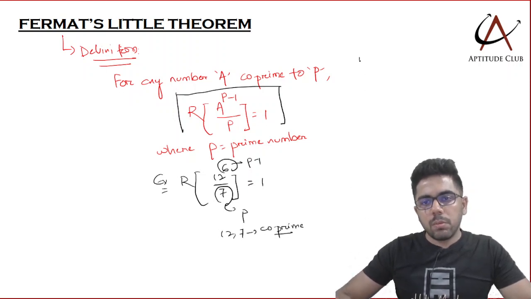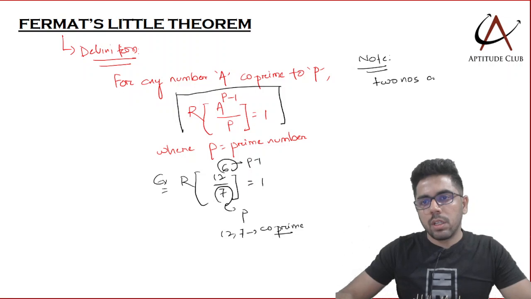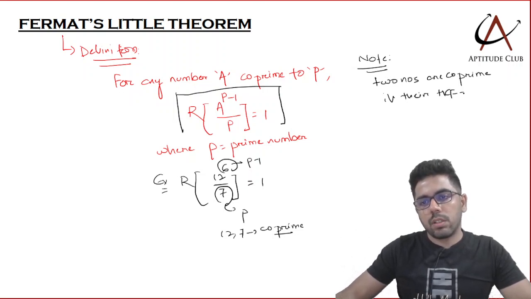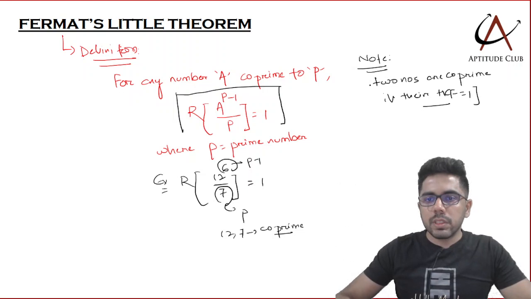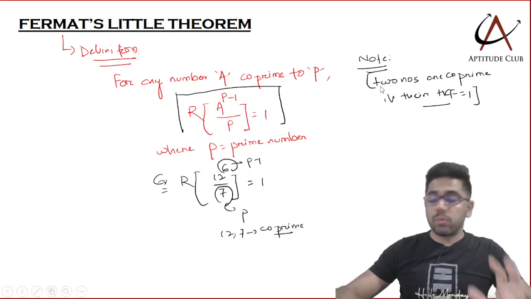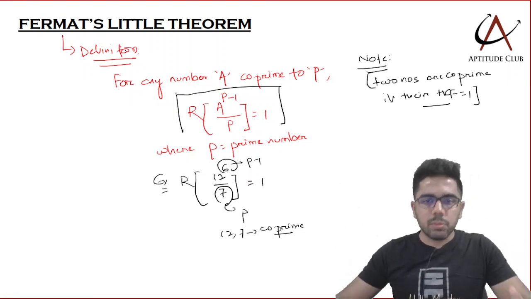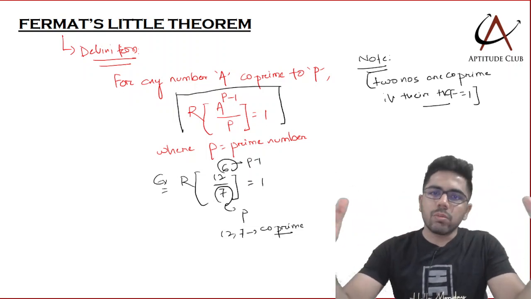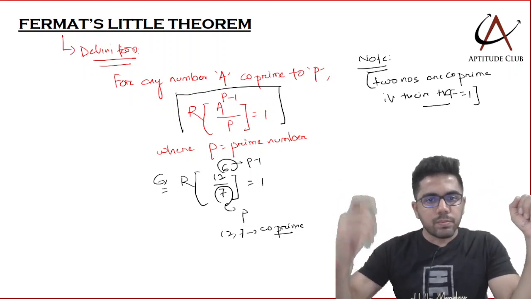What is the meaning of co-prime? If you are hearing this term for the first time, two numbers are co-prime if their HCF is 1. Two numbers are said to be co-prime if their HCF is 1. That means they have nothing in common except 1. There is no other common factor. Only 1 is the common factor. Then the two numbers are said to be co-prime.